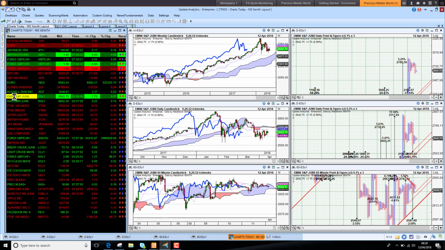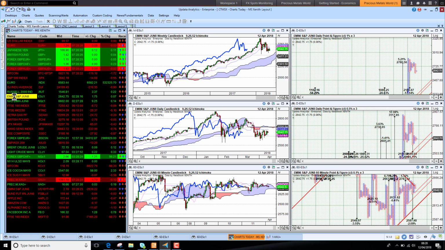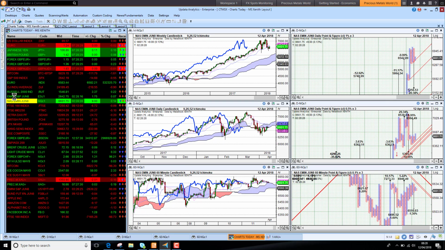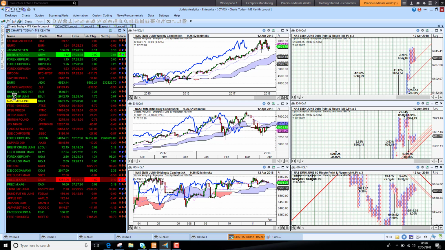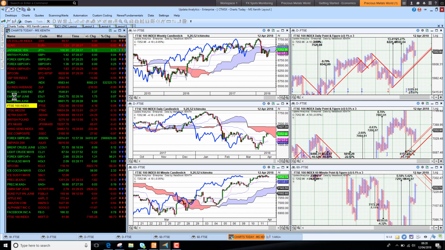The S&P future is up very, very slightly, so no real heads up as to which way the market will open, and the same is true of the Nasdaq E-mini. We are just slightly bullish, but no real heads up, so it's hard to call which way the market will open today.